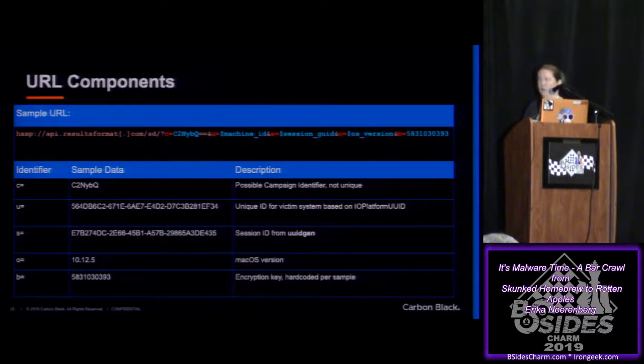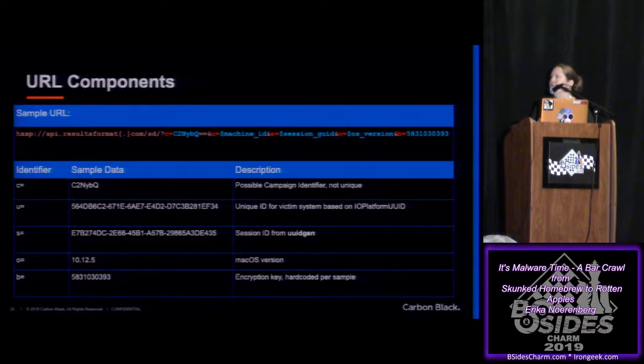So let's just take a look at one of these URLs. Basically, for each URL, you have a C equals, which we're calling a campaign identifier. This one is not unique. So we did some analytics on the frequency of each campaign identifier. Not a lot came out of it, but we couldn't really find any sort of correlation. We were thinking maybe at first this is indicating who it's targeting or something, but we just didn't have enough data to really say that there was anything there.